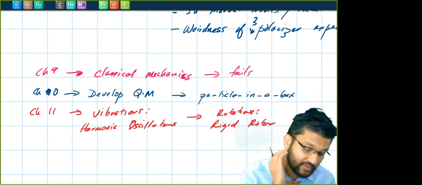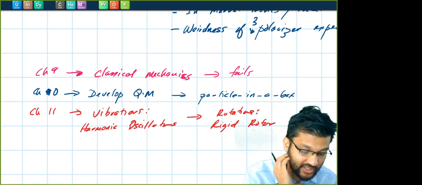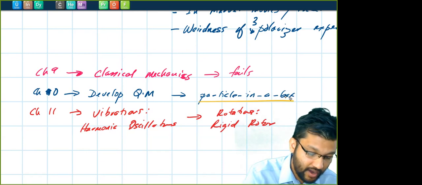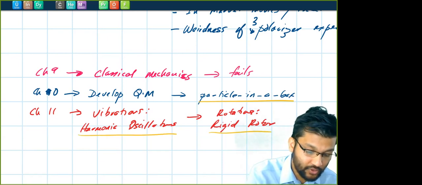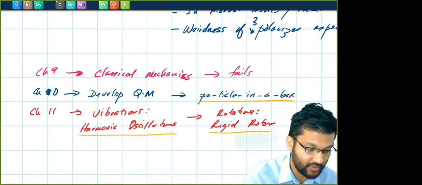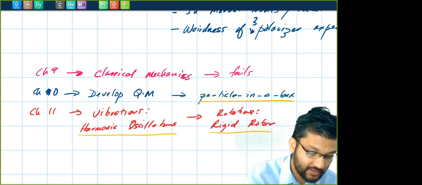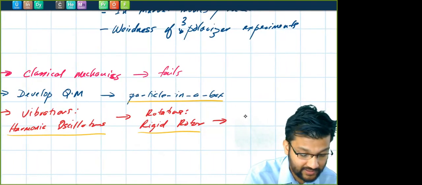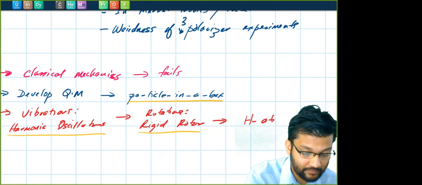See, the problem with quantum mechanics is the equations are very, very complex to solve. And so particle in a box, harmonic oscillator, and rigid rotor are very simplified versions of how molecules work. And after we talk about rigid rotor, we can then go ahead and look at just the simplest atom in existence, the hydrogen atom.